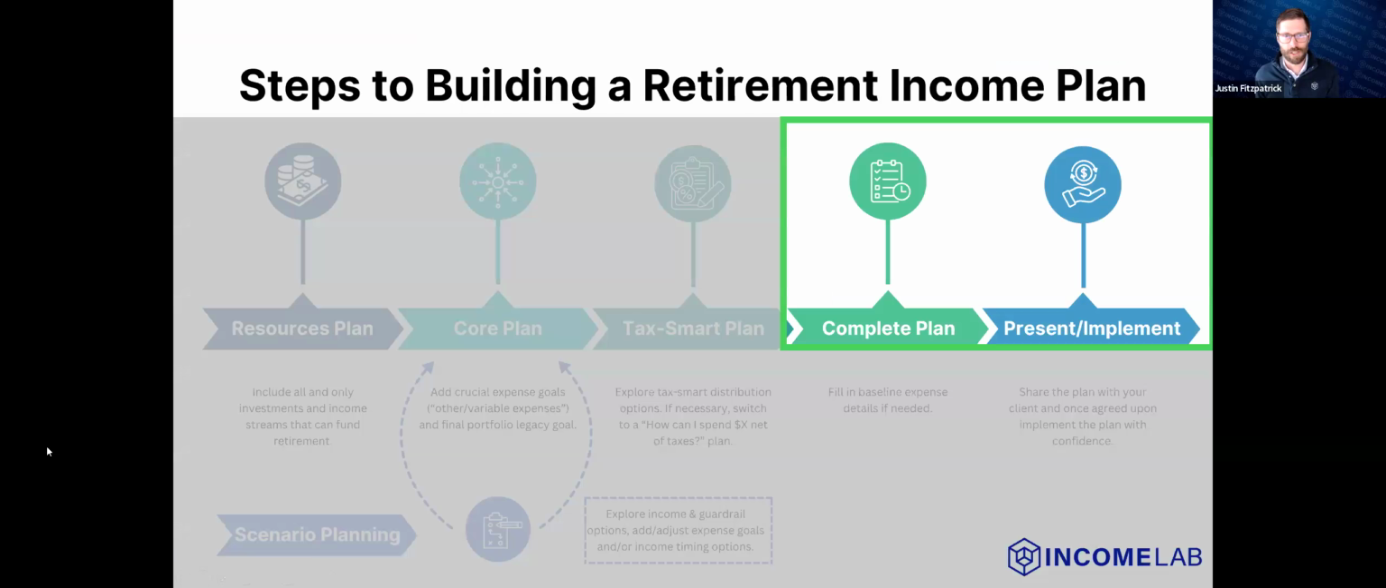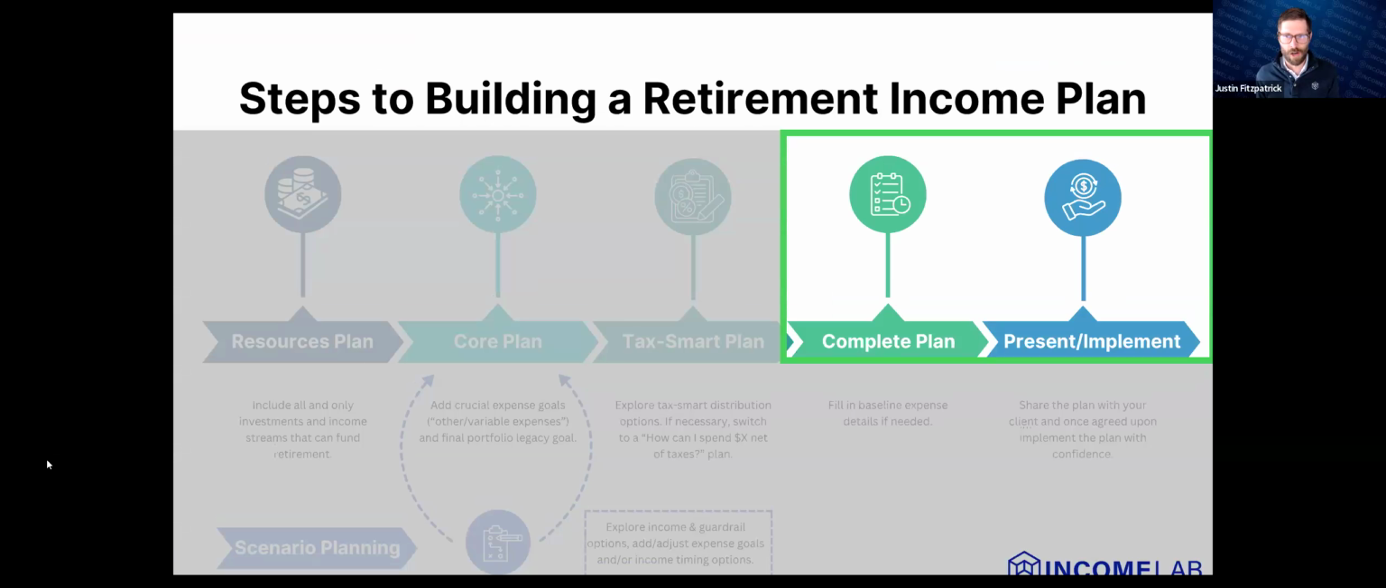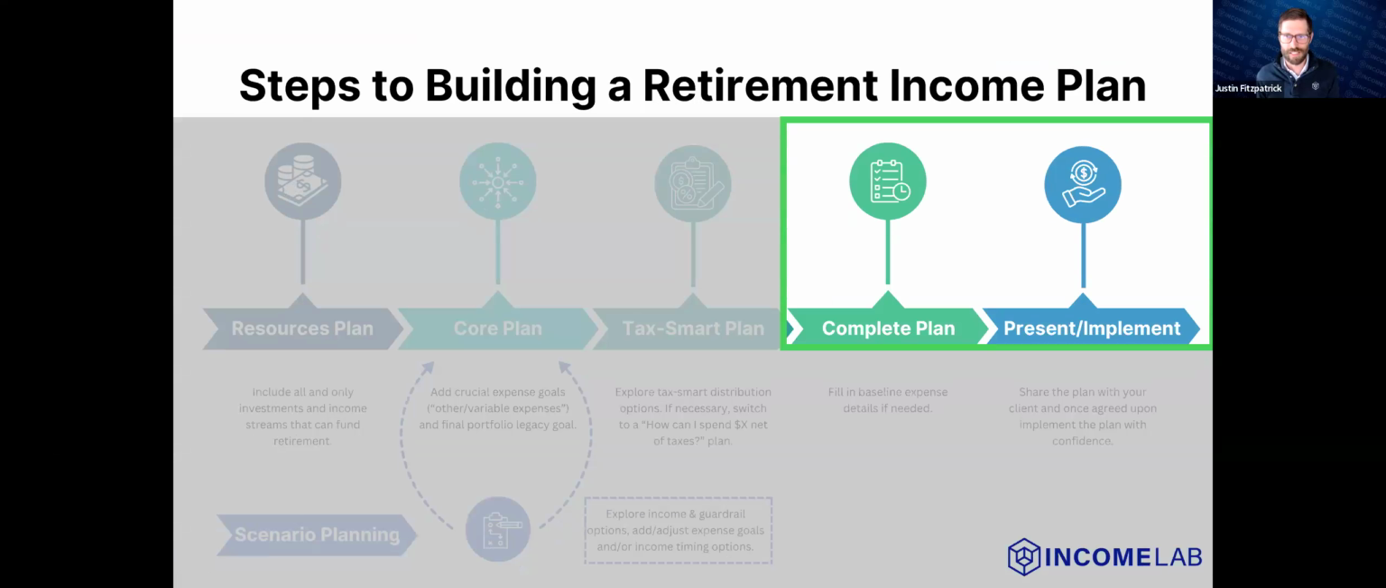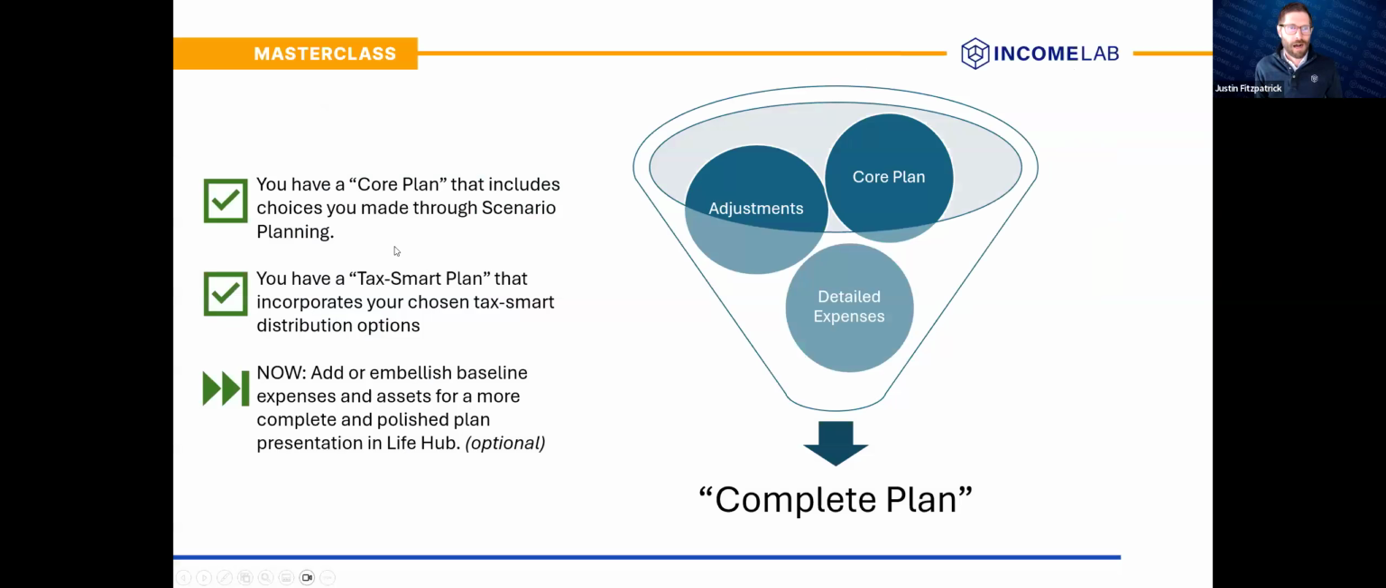Last couple steps here before we get to the meat of the second part of today are just wrapping up the plan, any final pieces. So I call this a complete plan. So you've done your resources plan, you've done your core plan, you've done scenario planning, you've done tax smart distribution planning. Maybe you've switched to target a specific net level. Okay, now we kind of color in the edges, essentially. So if you need to add a little bit, some baseline expenses, things like that, that completes the plan. So embellishing the baseline expenses, making it polished and ready to go.